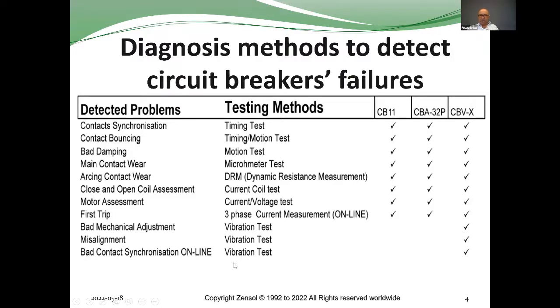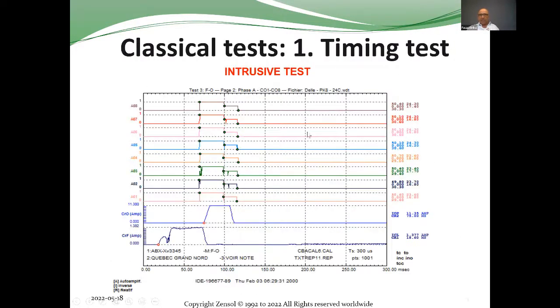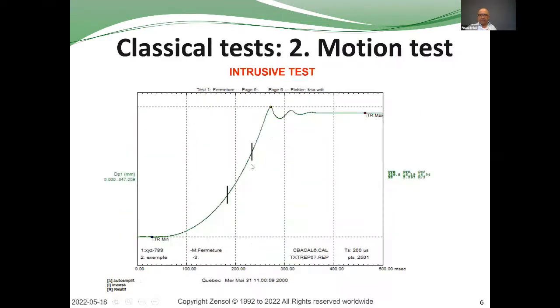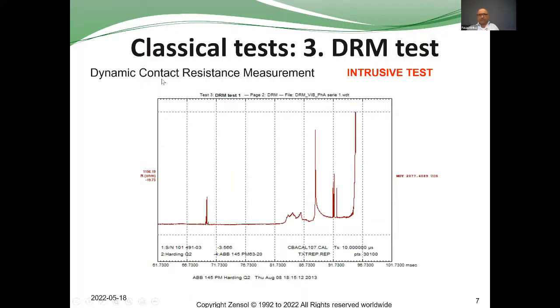by the vibration test. So when we use the timing test, what we can say is that it's a heavy test. It's an intrusive test. It's a very good test, but it's intrusive and it takes time. The motion test, it's also an intrusive test. Dynamic contact resistance measurements, it's an intrusive test. It's a very heavy test, but it's also a good test.